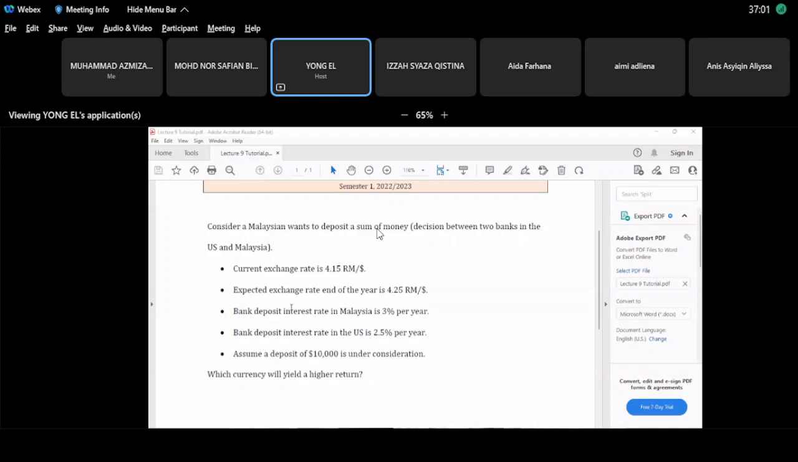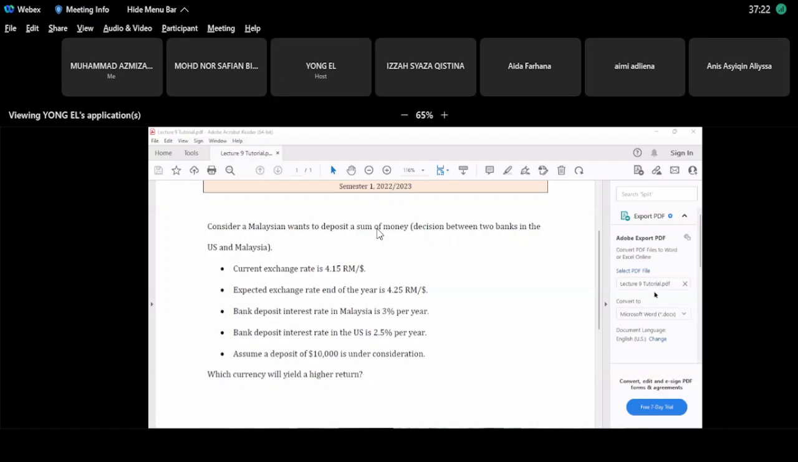And three, the bank deposit interest rate in Malaysia is 3% per year. The bank deposit interest rate in the United States is 2.5% per year. Assume a deposit of 10,000 is under consideration. Which currency will yield a higher return?